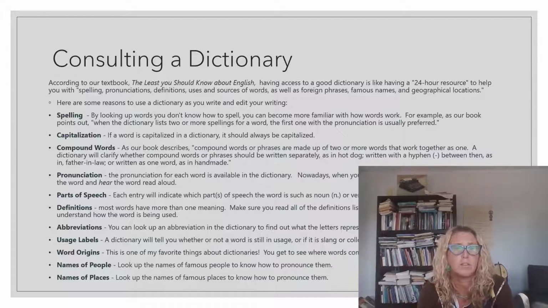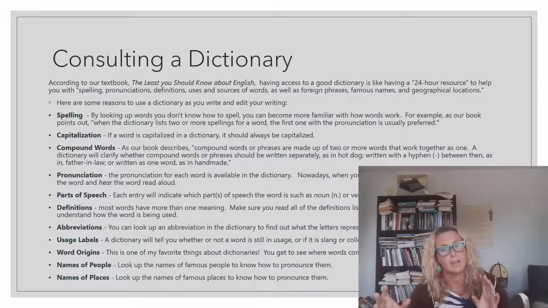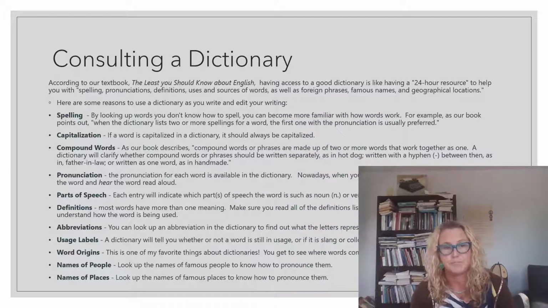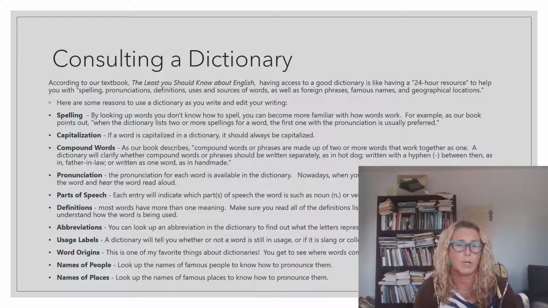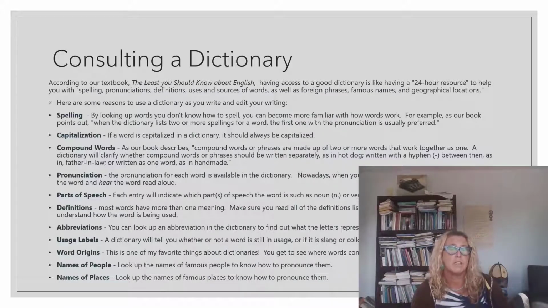Compound words. These are words or phrases that are made up of two or more words that work together as one. Sometimes they are just two words separately, like hot dog, or they're connected with a hyphen, like father-in-law or mother-in-law, or they're written as one word, as handmade. Hand and made are two separate words stuck together in a compound word.